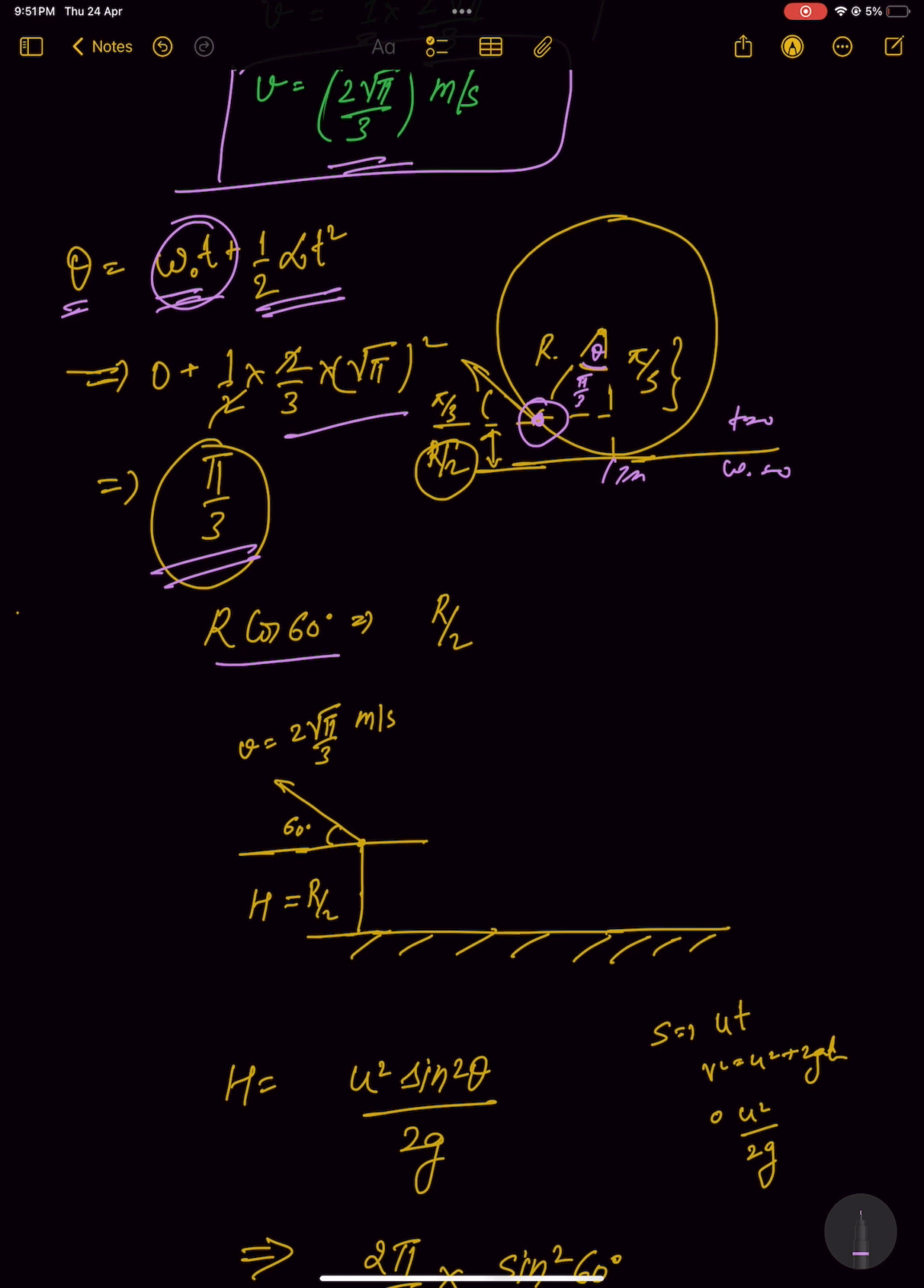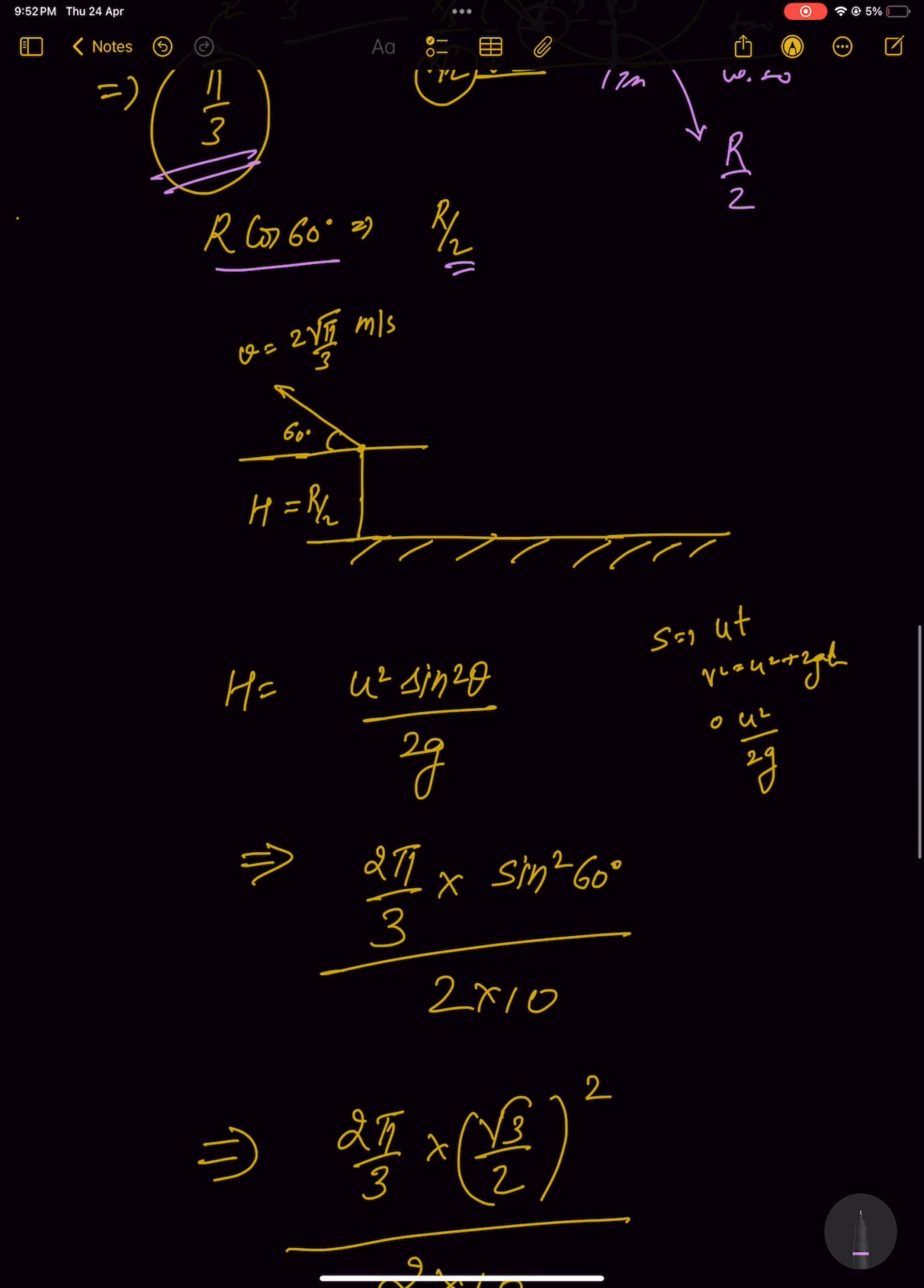So this is pi by 3, and this is r cos pi by 3. What is the value of this? Cos 60 is 1 by 2. So it becomes r by 2. So this distance becomes r by 2. If this is r by 2 and this is r, then naturally this other part also becomes r by 2.